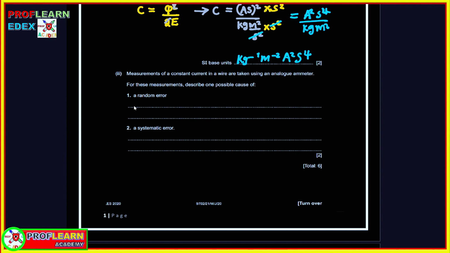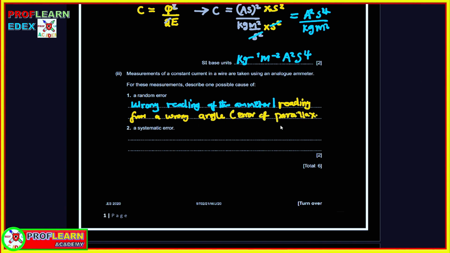Random error can be due to error of parallax, wrong reading, and wrong recording of the values, reading from the wrong angle. Those are some of the sources of random errors. And also, we can talk of error of parallax. We can also talk of a systematic error, which is a zero error, and also wrong calibration of the ammeter. In that way, we can have a systematic error which affects all the values.